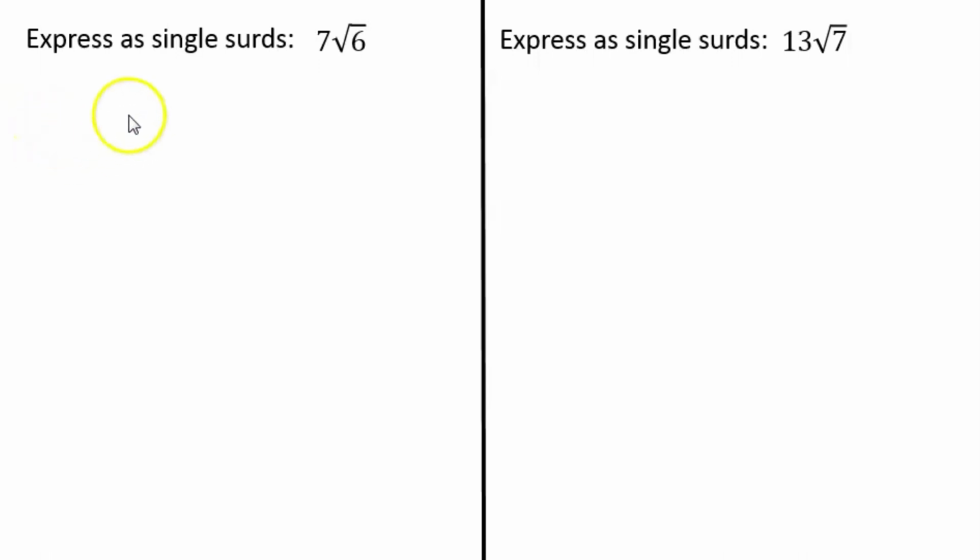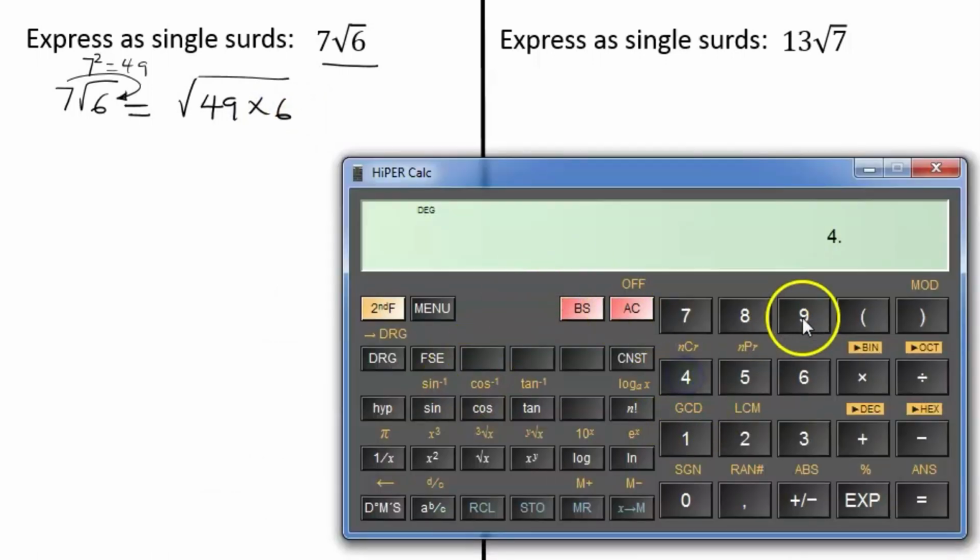Okay, so we also have this question. It's simply saying 7 root 6. So how do we take 7 root 6 to a single sort? We have to express it as a single sort, and they gave us 7 root 6. All right, so we have 7 root 6, just like we have done earlier. 7 is returning back, so it's going to return as 7 squared, which is 49. All right, so we are going to have 49 multiplied by 6. You see, it's that simple.